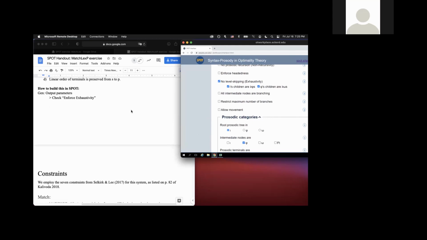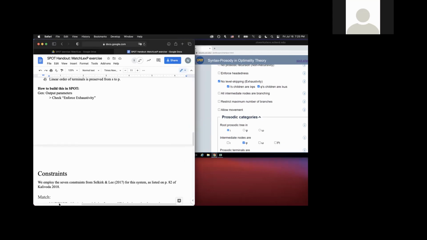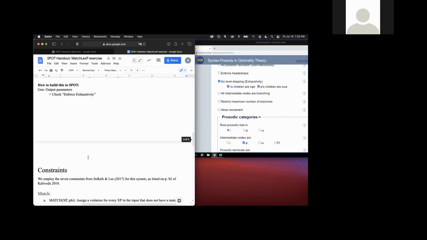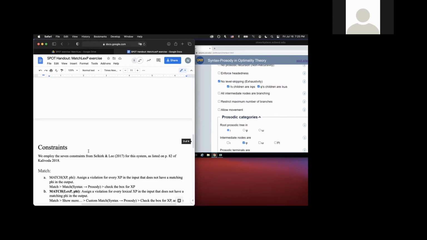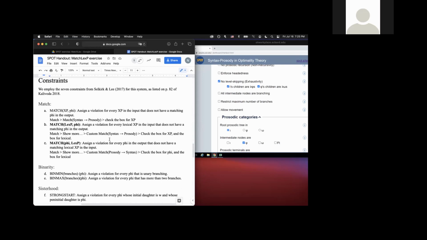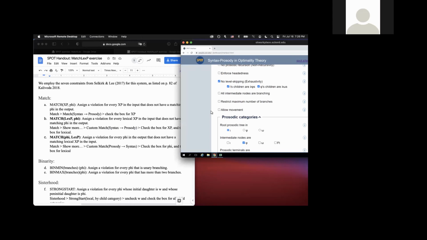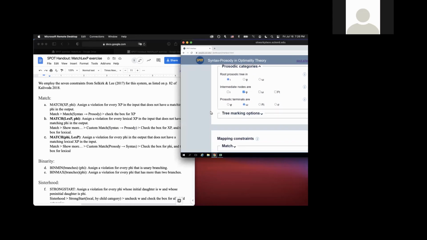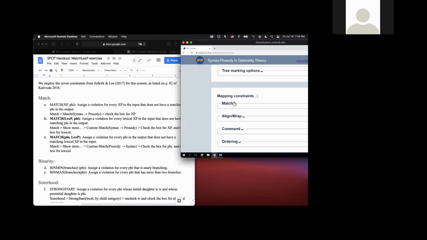Okay, so then here the outputs weren't too complicated. So now we can move on to talking about CON. What constraints do we want to put into our analysis? The analysis that we're doing is based on what Nick Halvoda did in his dissertation, which itself was inspired by Lee and Selkirk, 2017. So we're going to start by looking at our match constraints.